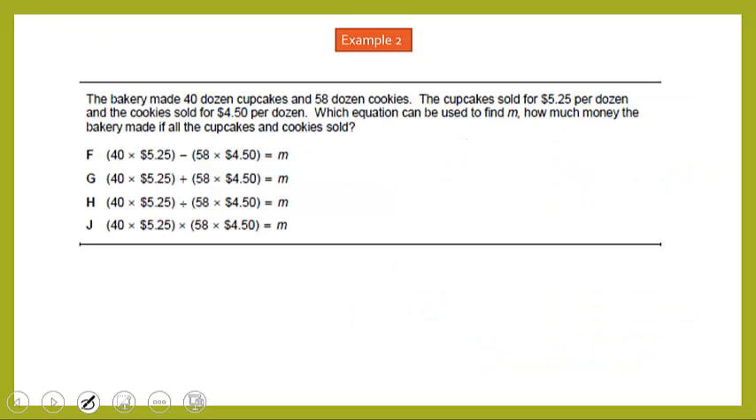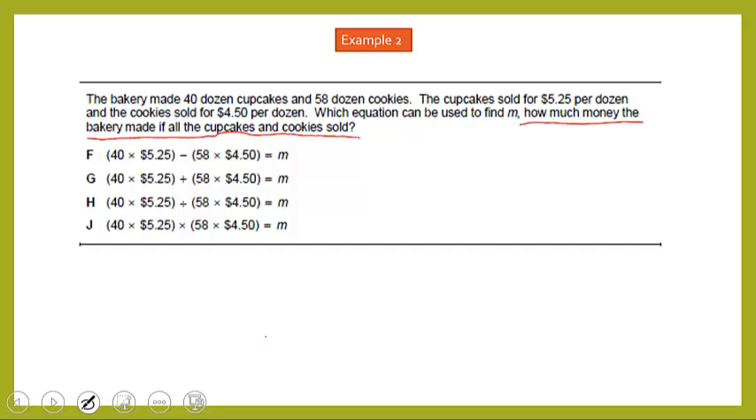The bakery made 40 dozen cupcakes and 58 dozen cookies. The cupcakes sold for $5.25 per dozen, and the cookies sold for $4.50 per dozen. Which equation can be used to find M, how much money the bakery made if all of the cookies and cupcakes were sold? So I'll underline the question. How much money did the bakery make if all of the cupcakes and cookies were sold?